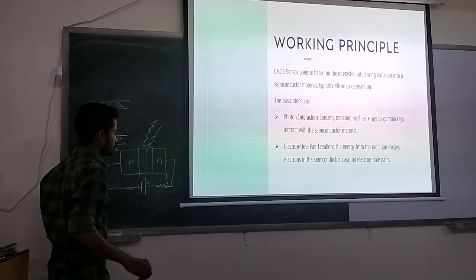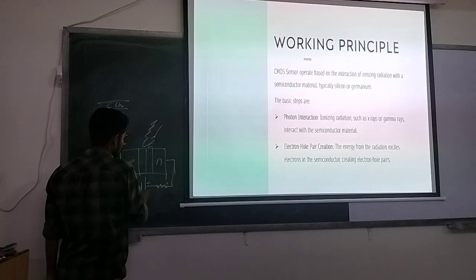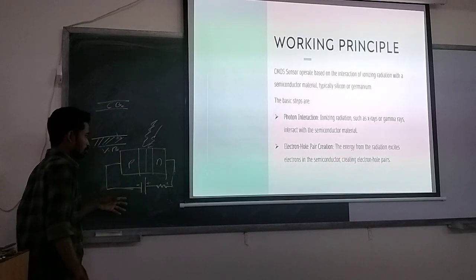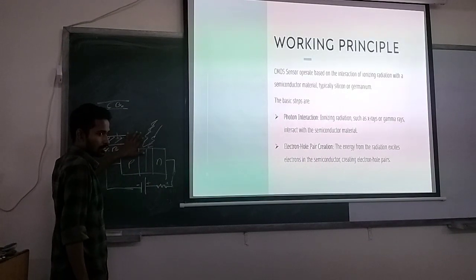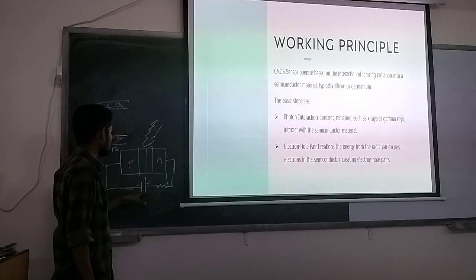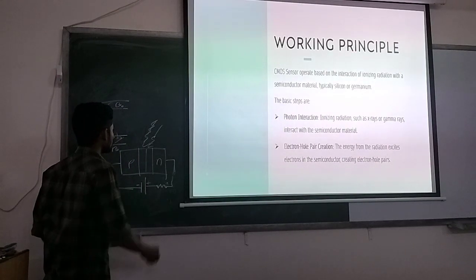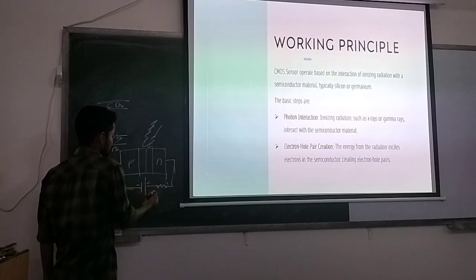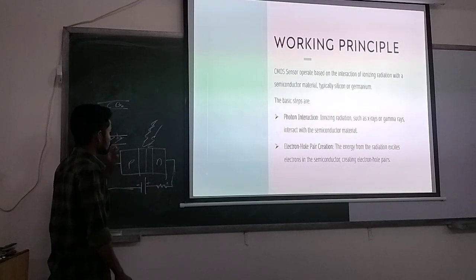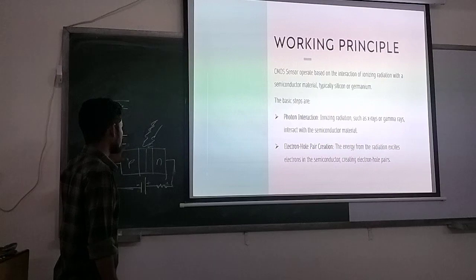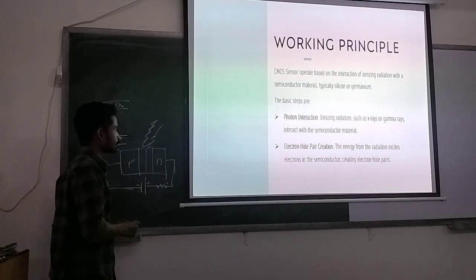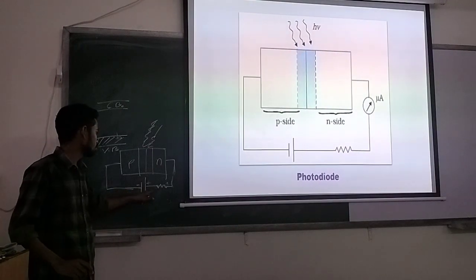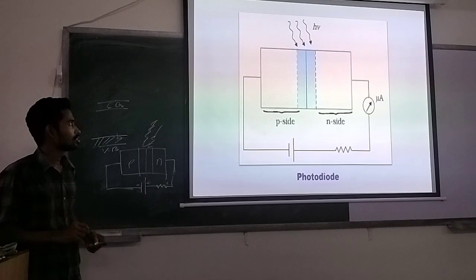Due to this large number of electrons, we get current in the external circuit through the resistance. This current is due to the incoming radiation, because in reverse bias there is no current otherwise. If incoming radiation falls on the photodiode, then we get current in the external circuit. So we conclude that there is incoming radiation, and further we amplify this signal. This is the photodiode.